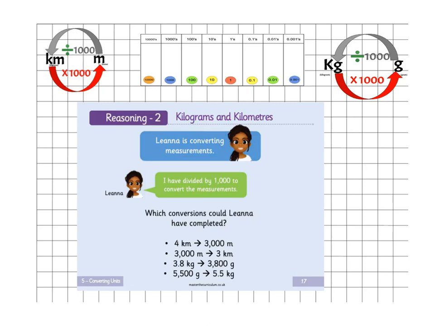Okay, so there's a reasoning question here. Liana is converting measurements. She says, I have divided by 1,000 to convert the measurements. So which conversions could she have completed? So to get from 4 kilometers to 3,000 meters, would you be dividing by 1,000? No. 3,000 meters to 3 kilometers? Yes. 3.8 kg to 3,800? No, you would be multiplying by 1,000 to get that. And the last one, 5,500 grams to 5.5 kilograms. Yes, I would divide by 1,000 to get that answer.